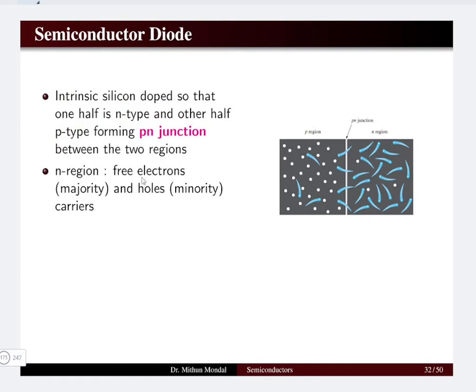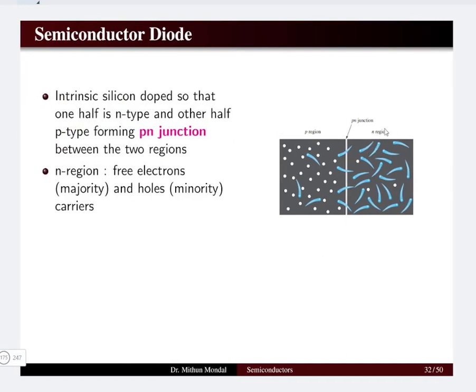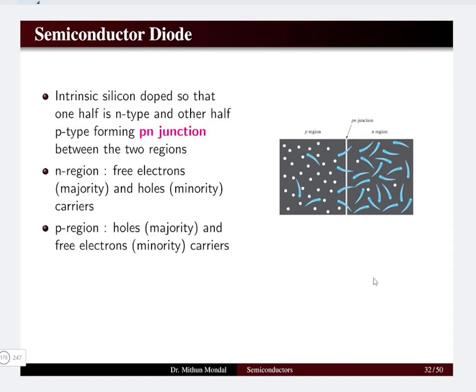So if we concentrate on the N region, what happened in the N region? In the N region you will have the majority carriers as the free electrons, and the minority carriers are nothing but the holes. So here in the N region, the majority will be the electrons and the minority will be the holes. Whereas if we concentrate on the P region, there the majority carriers will be the holes and the minority carriers will be the free electrons.